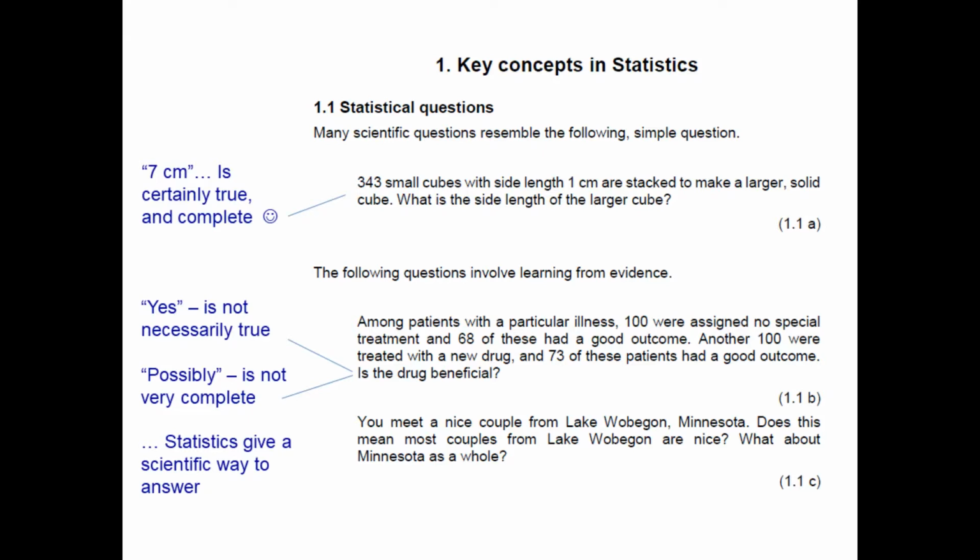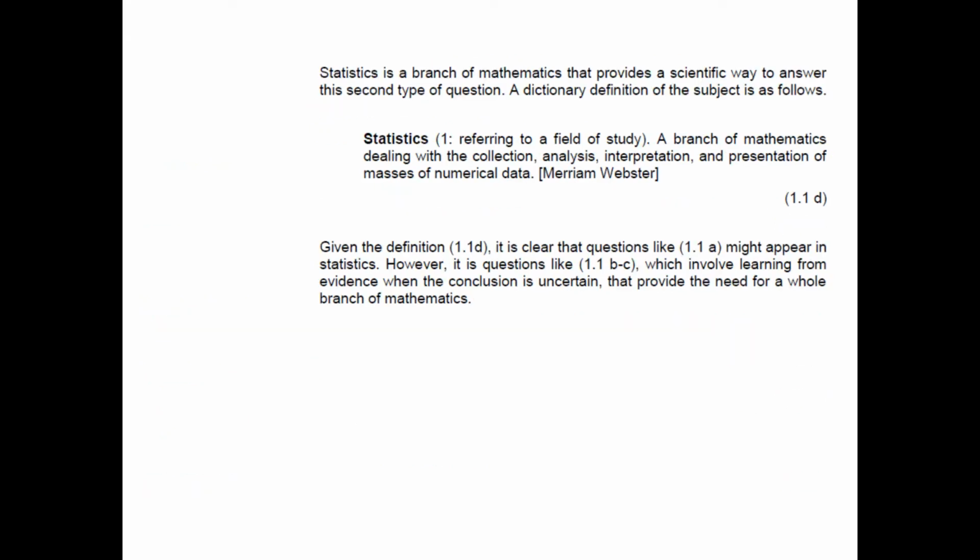Questions B and C involve learning from evidence, but we have a question which concerns uncertainty. So in the question about does the particular drug work, the answer yes is not necessarily true, but the answer possibly, although it's true, is not very complete. Statistics gives us a scientific way to answer questions about data where we have to deal with uncertainty. Actually, let's give some definitions from the dictionary to start with.